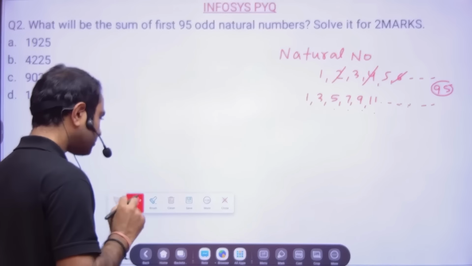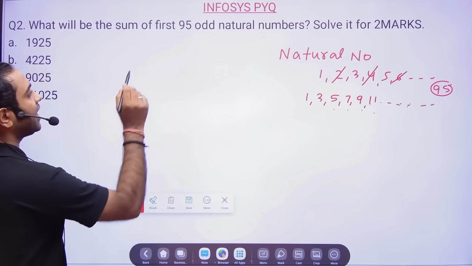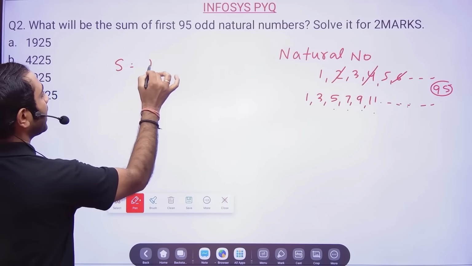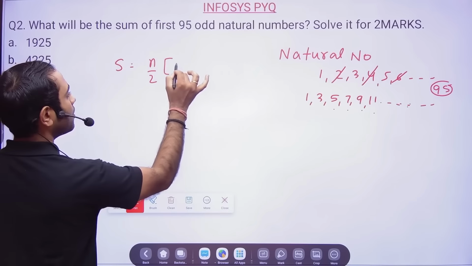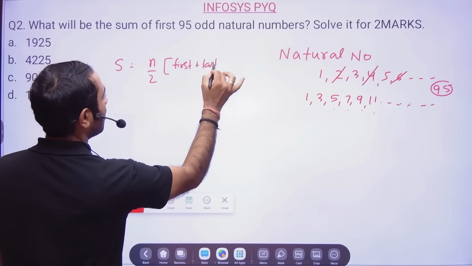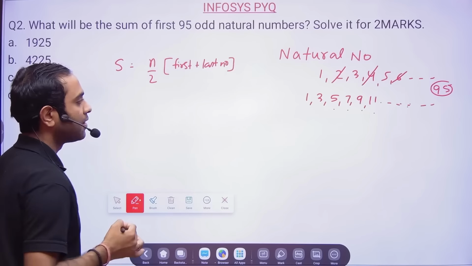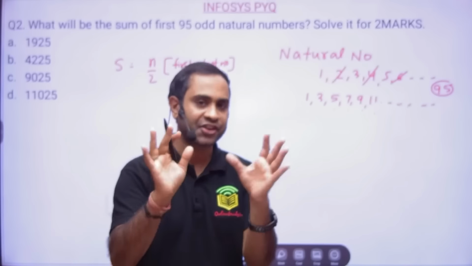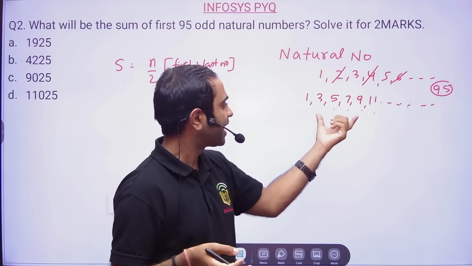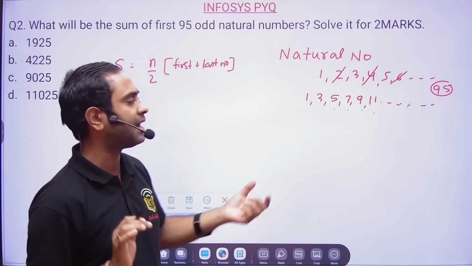Okay. Now, friends, basically we need to calculate the sum. So sum will be equal to n by 2 into first number plus last number. Okay sir, that is fine. But where is the last number? The first number we know, but the last number we don't know. We can use arithmetic progression, but here it is not required.